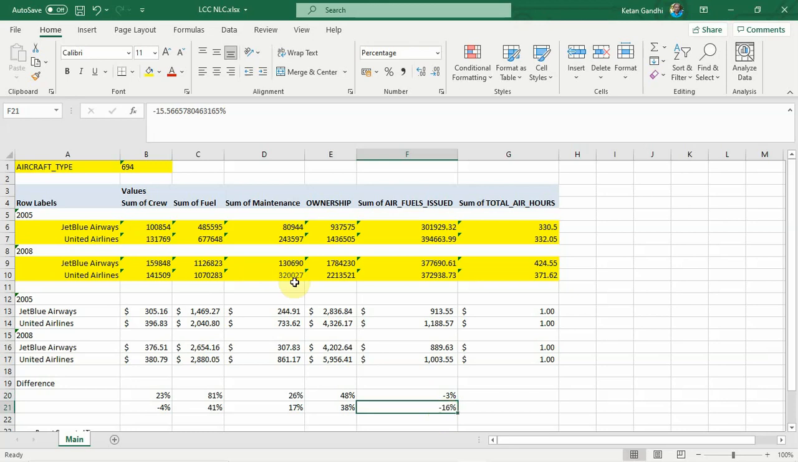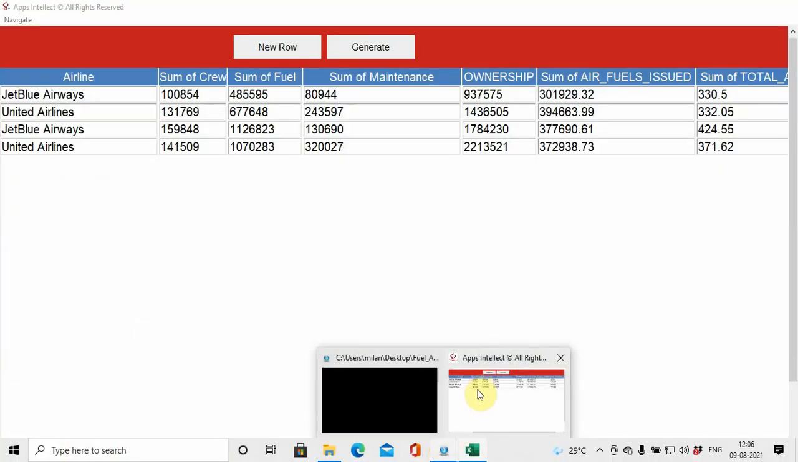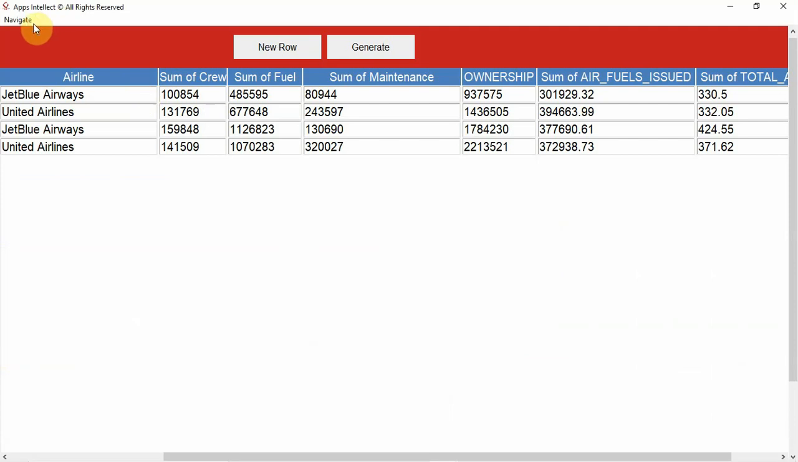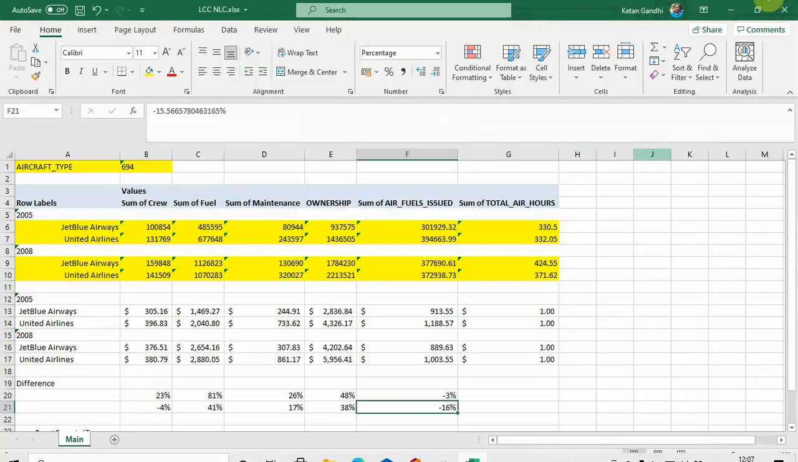So this is an application which has been developed, with which an airline could compare their previous years' data and then come up with a strategy that would be beneficial for them to reduce the cost. And now this is the first application, and now we'll go to the second application. This is the fuel airfare analysis. What this application does, I'll just close this.